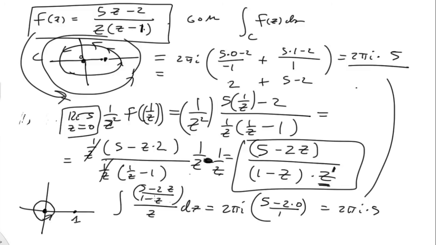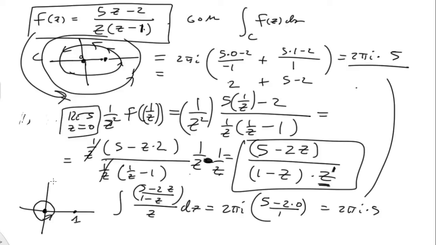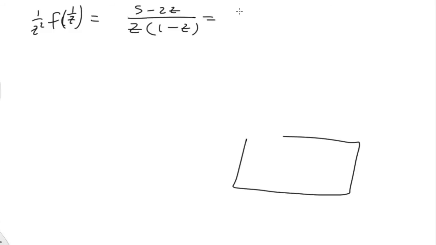Okay, and then there's another way to do this as well, which is a little bit more nuanced and takes a little bit more cleverness, but I can do that as well. So, what I have here is, I have to just remember this. Okay, we have 5 minus 2z. So we have our 1 over z squared f of 1 over z is equal to 5 minus 2z all over z times 1 minus z. I can rewrite this as 5 minus 2z all over z times 1 over 1 minus z.